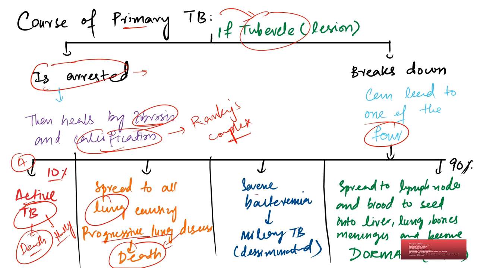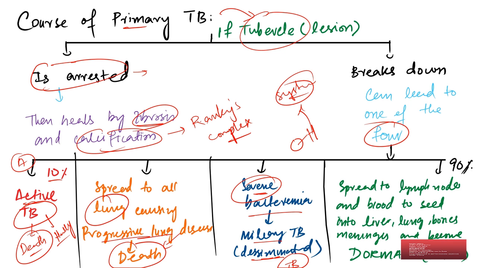The third chance is that it can enter the blood to cause severe bacteremia. From the alveoli, it can enter the capillaries, and from the capillaries, it can go to the systemic circulation. It can lead to severe bacteremia, which is called miliary tuberculosis or disseminated tuberculosis. The fourth chance is that in 90% of the infected persons, it can spread to lymph nodes and blood and seed other organs like liver, lung, bones, meninges, and become latent or dormant in these organs. Now, in the next slide, we will study the dormant stage.